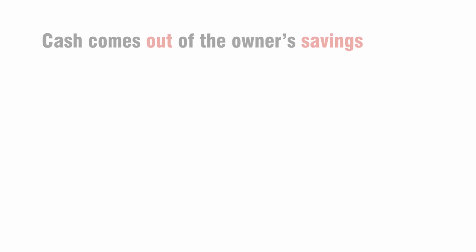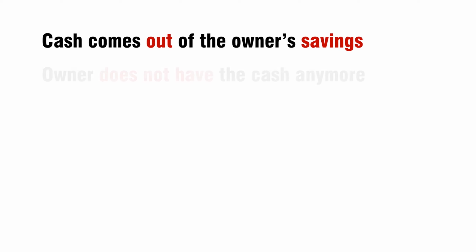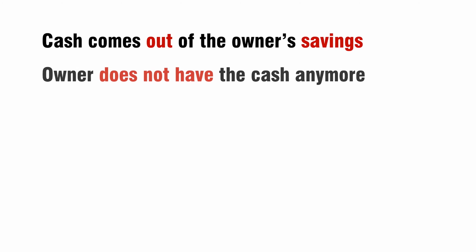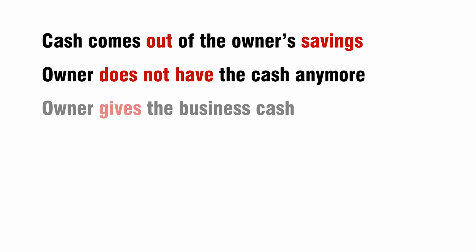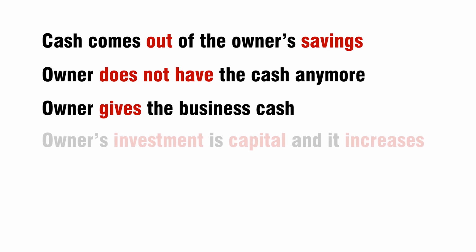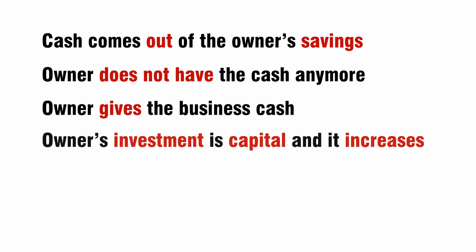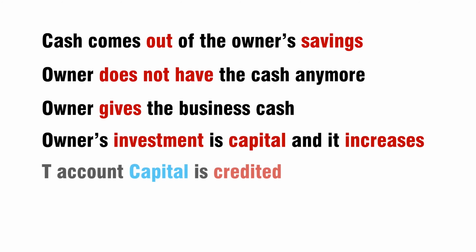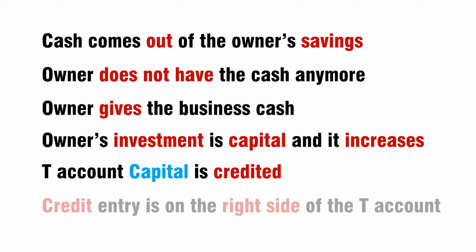Recording entry 2. Cash comes out of the owner's savings. Owner does not have the cash anymore. Owner gives the business cash. Owner's investment is capital and it increases. T account capital is credited. Credit entry is on the right side of the T account.